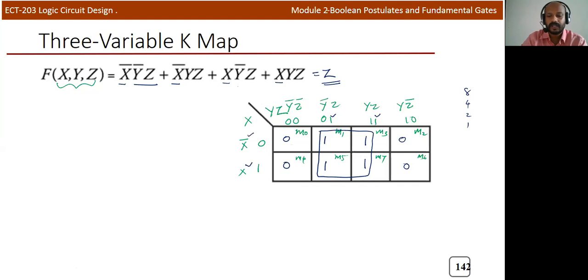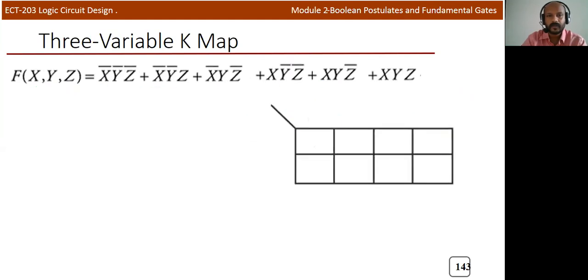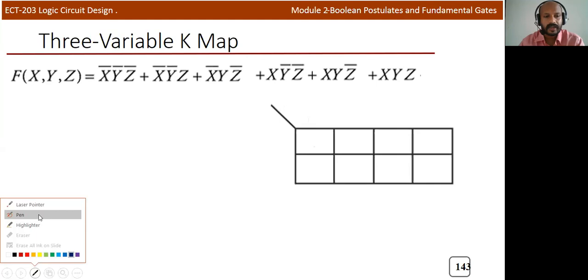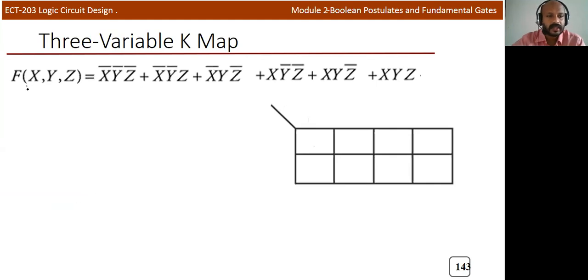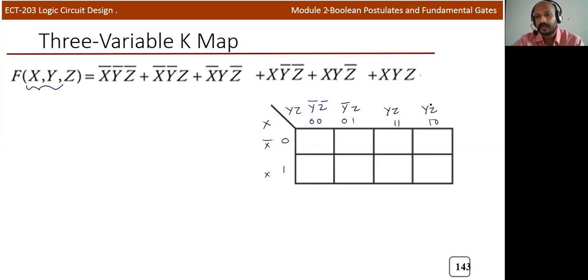Okay. Now we'll discuss another question. In this particular question, again 3 variables x, y, z are given. Here it is 0, here it is 1, for x bar and x, and 00, 01, 11, 10. So y bar z bar, y bar z, y z, y z bar.